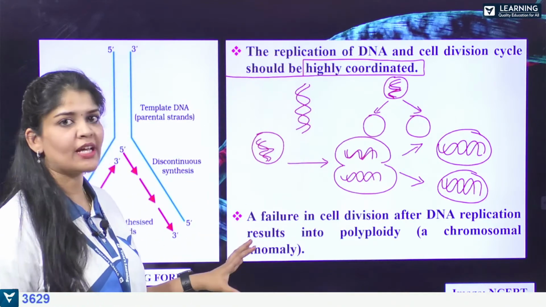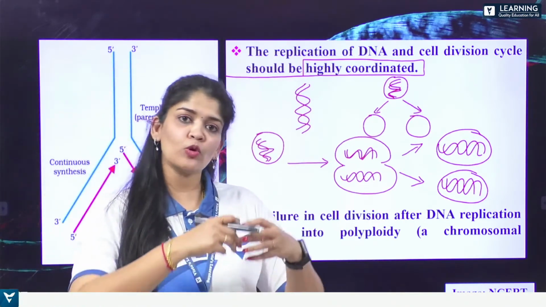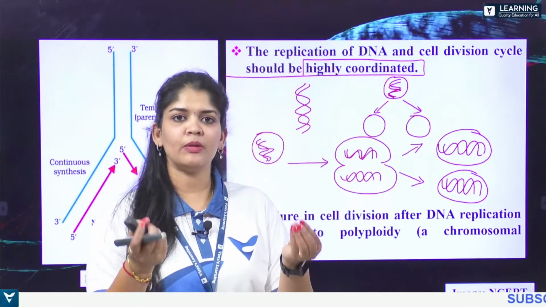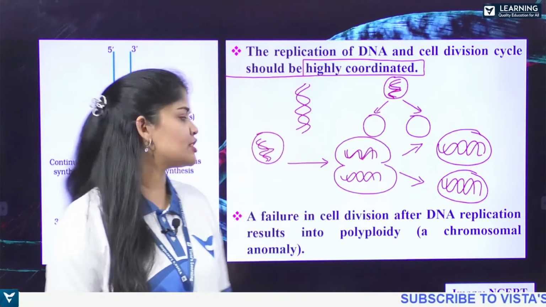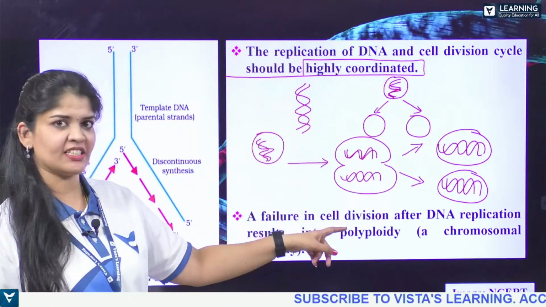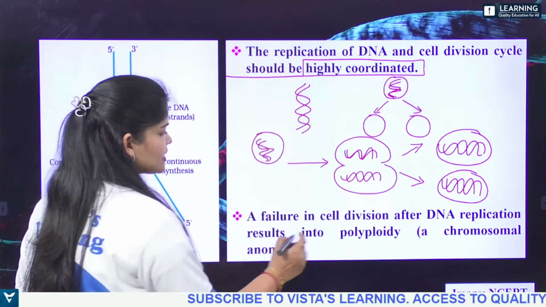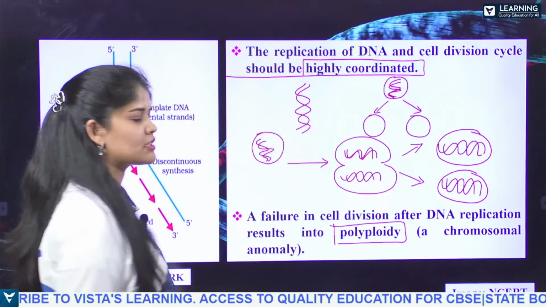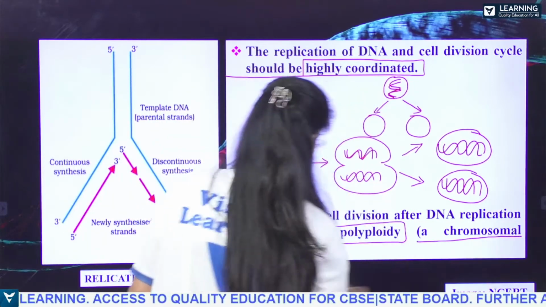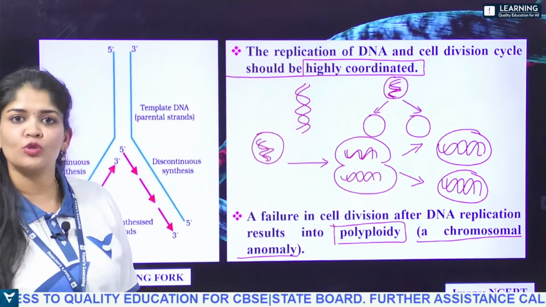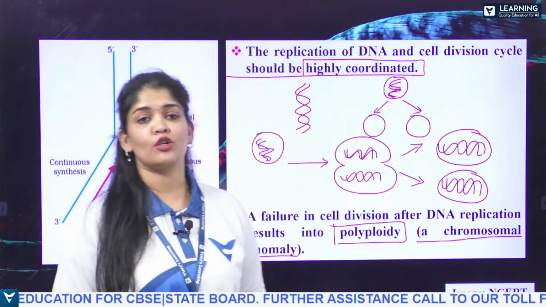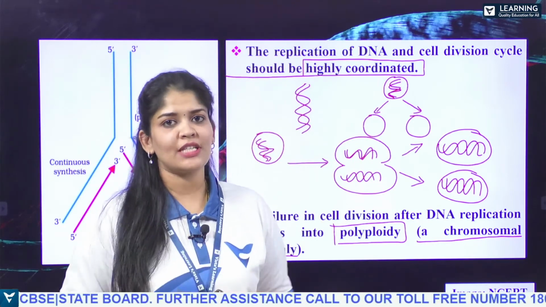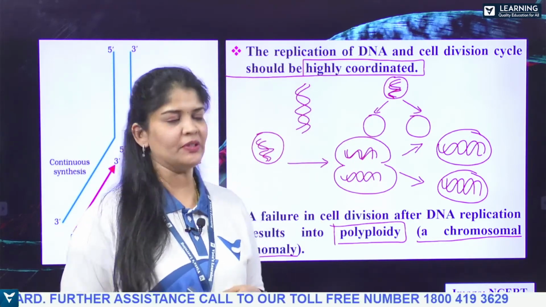the cell fails to divide, then what happens? Both the two daughter DNAs will be present in the single cell itself, which leads to a failure in the cell division after DNA replication, and results in polyploidy, and that condition is called a chromosomal anomaly, chromosomal aberration, consisting of more than two sets of chromosomes.